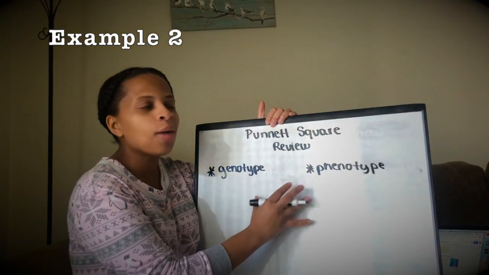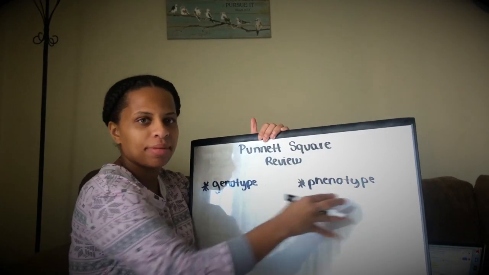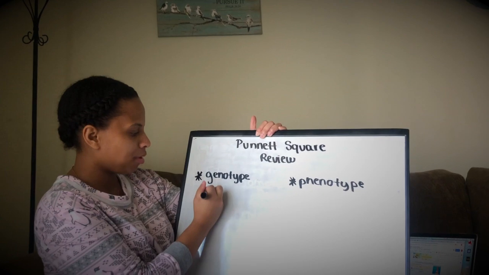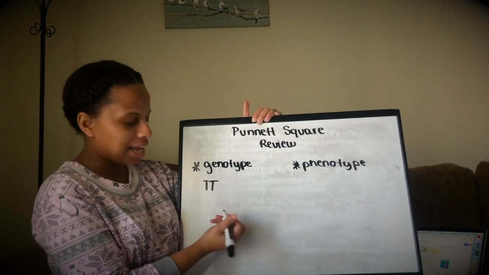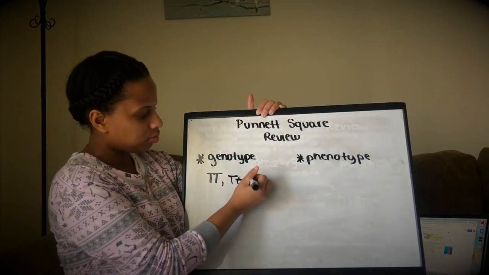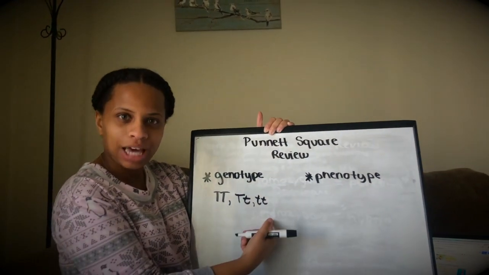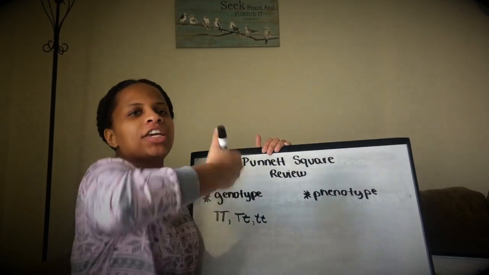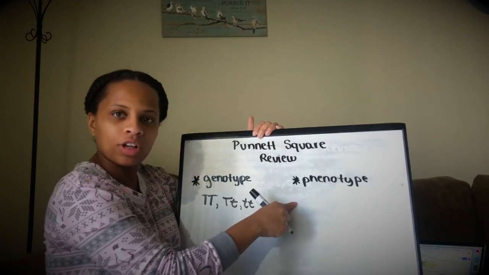Okay, guys, so a couple more terms that I want you guys to know. Genotype and phenotype. Genotype are the genetic alleles, okay? So for genotype, you can have your homozygous dominant, your heterozygous, or your homozygous recessive. These are the genotypes, okay? Whereas phenotype, that's the physical appearance. Phenotype, physical, physical appearance, okay?